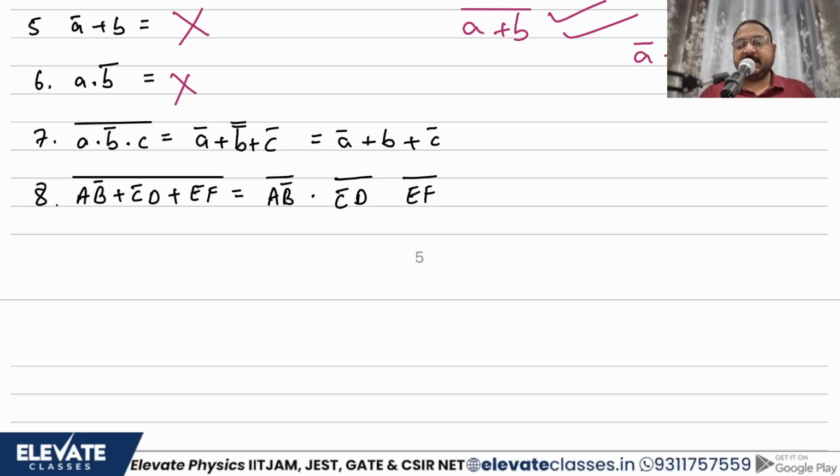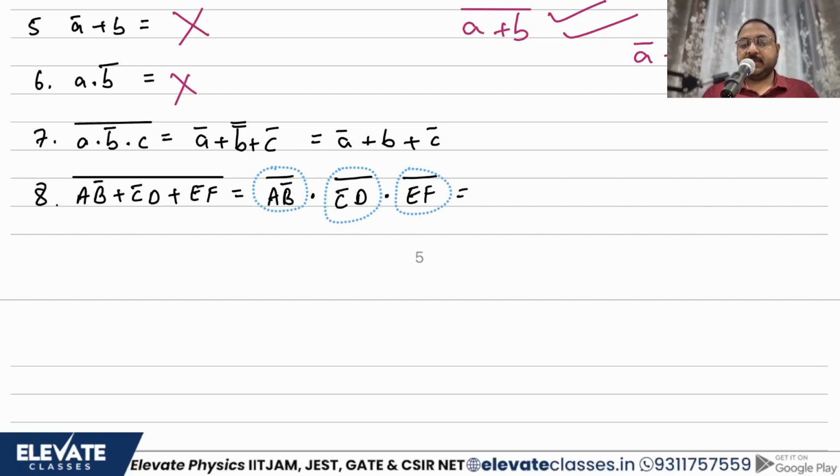Okay, so I break it and divide it into three parts. What happens to the plus sign? The plus sign changes to dot. Are we done? No, we are not done yet. If you observe this carefully, I can apply De Morgan's here, and I can apply De Morgan's here, and I can apply De Morgan's here. So let's do that in the next step.